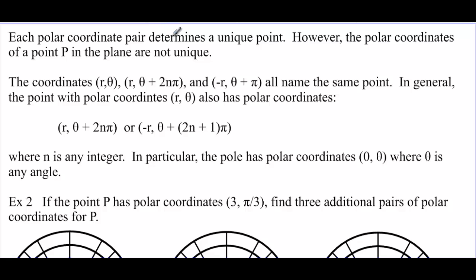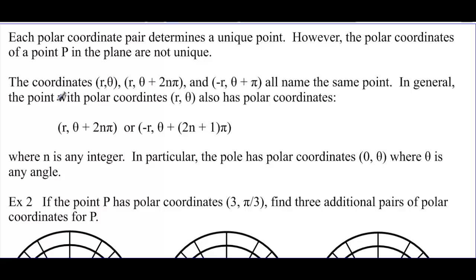Each polar coordinate pair determines a unique point. However, the polar coordinates of a point P in the plane are not unique. The coordinates r, theta are the same as r, theta plus 2n pi. In other words, you go all the way around the circle, you get the same point. And negative r, theta plus pi. So you can go in the opposite direction, but then if you go halfway around the circle, you're back to the same point. These all name the same point.